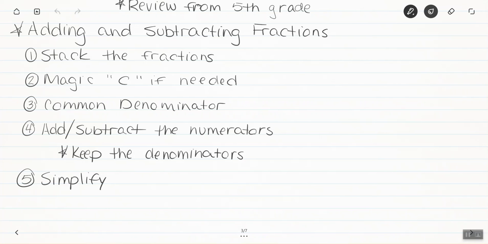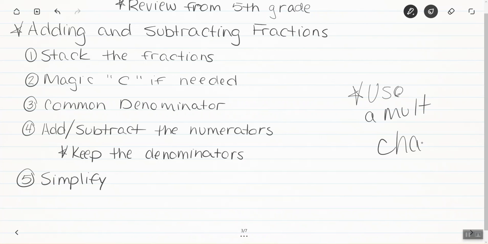We're going to turn them in proper and do that magic C if needed. We're going to use our multiplication chart to find a common denominator. Then we will add or subtract the numerators. We're going to keep the denominator that we worked really hard for. And then we're going to simplify our fraction just like we had to do with multiplication and division. You may leave your numbers as improper fractions, and you may use a multiplication chart. Please use your multiplication chart. There is one linked in our page. You can also just pull one offline.